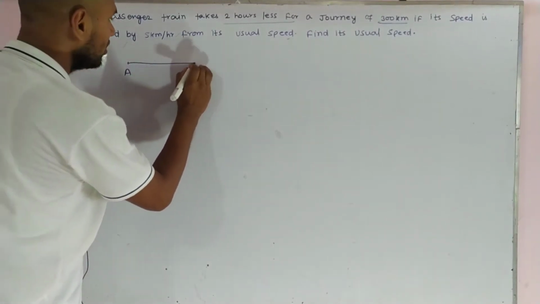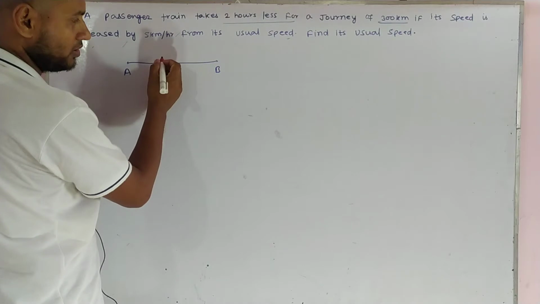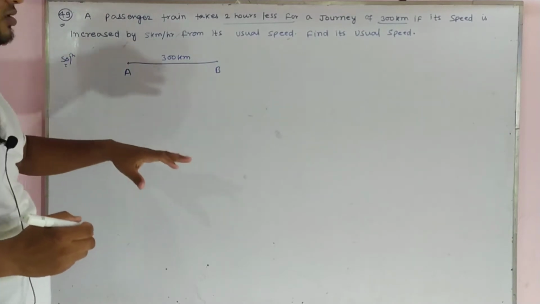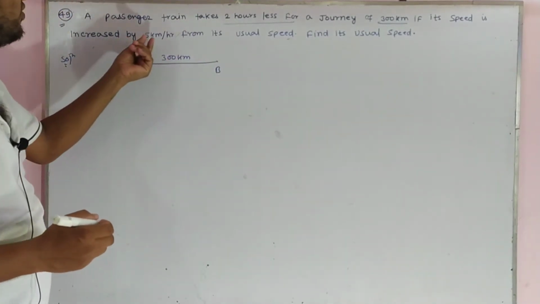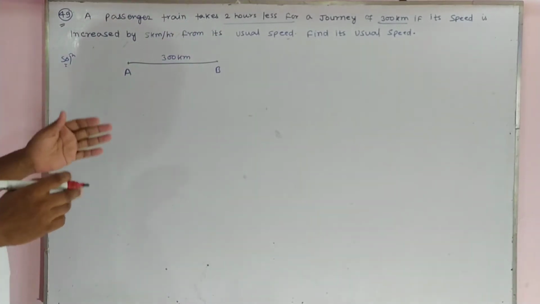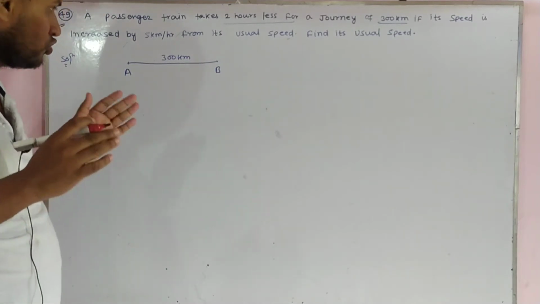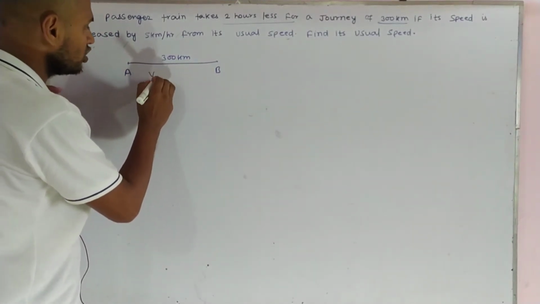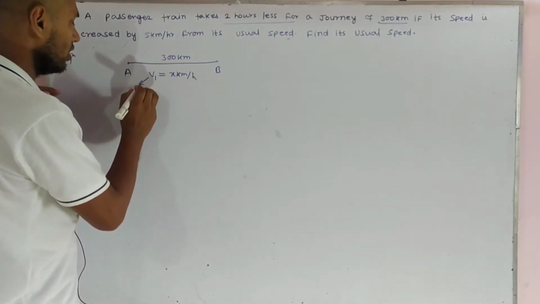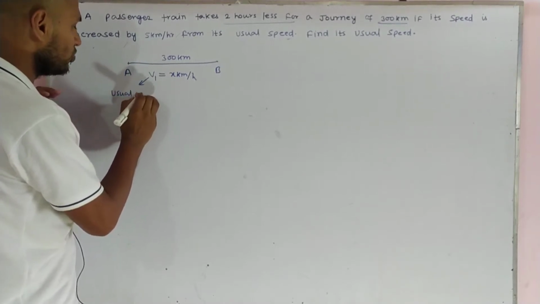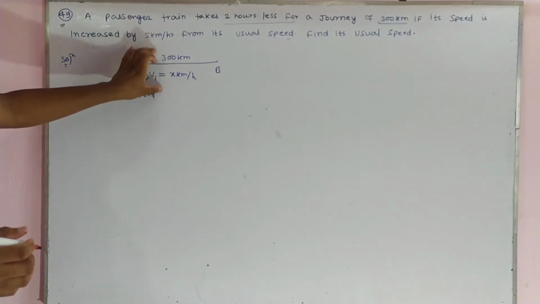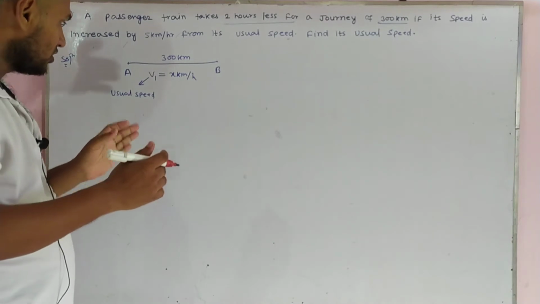Suppose the train runs from A to B. This distance is given here, 300 kilometers. It takes 2 hours less for a journey if its speed is increased by 5 km per hour from its usual speed. Find its usual speed. Suppose we assume the usual speed of the passenger train is x kilometers per hour. Then it takes some time to reach from A to B.